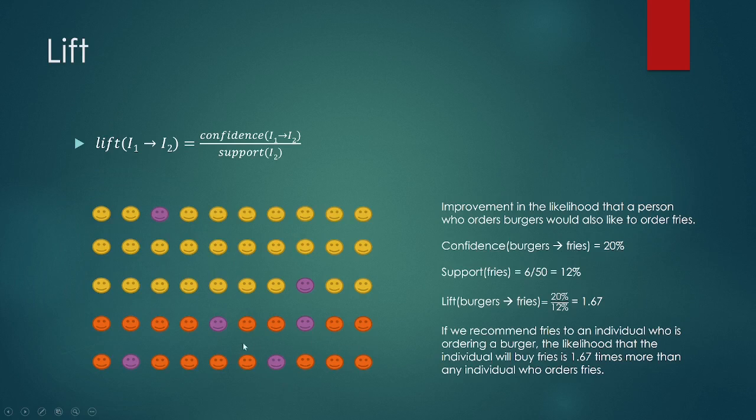It is the same, 4. The support of the fries is 6 by 50. So there are 6 people who bought fries, which is 12%. The lift is the ratio of these two, which is 1.67. So this states that if we recommend fries to an individual who is ordering a burger, the likelihood that the individual will buy fries is 1.67 times more than for any individual who orders fries.